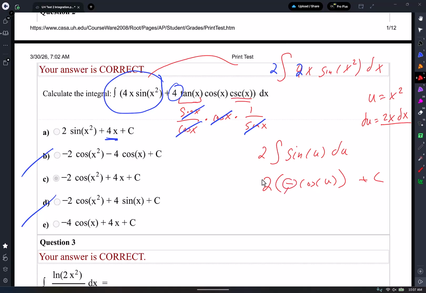And then there it is. That negative, just put it in the very front. -2. And then since we don't have any limits, we're going to go back to our x here. -2 cosine of x squared plus c. So there it is.